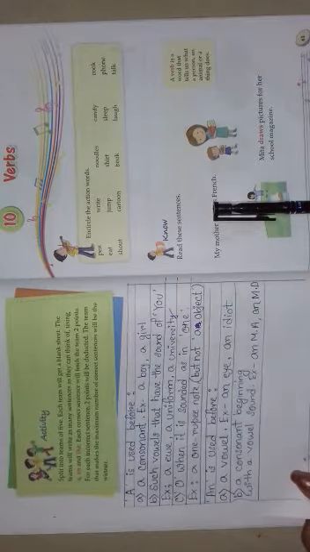The rules are: A is used before a consonant. For example, a boy, a girl. If you notice, the word boy begins with B, and B is a consonant. Similarly, girl begins with a consonant, G. So we place A before a consonant.